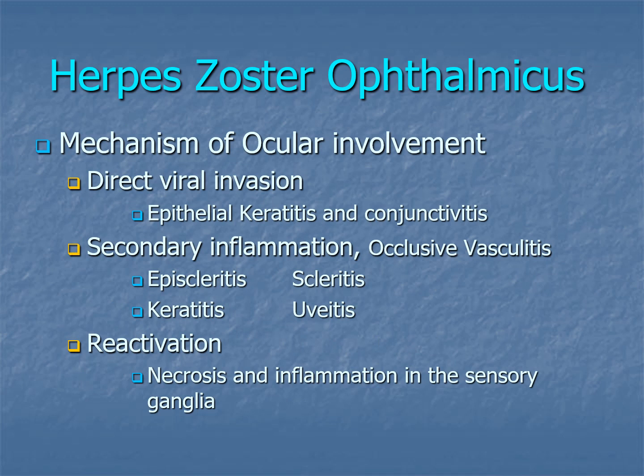So what is the mechanism of ocular involvement? It may be a direct viral invasion causing epithelial keratitis and conjunctivitis, or it may cause secondary inflammation causing occlusive vasculitis, leading to episcleritis, scleritis, keratitis, and uveitis. So whenever there is a reactivation of the virus, it causes necrosis and inflammation in the sensory ganglia, so that it damages the nerves and causes anesthesia of the cornea. Ultimately, it may lead to neurotrophic keratitis.